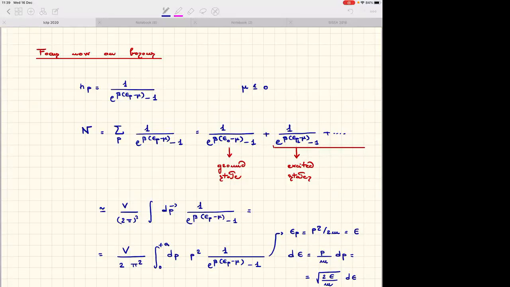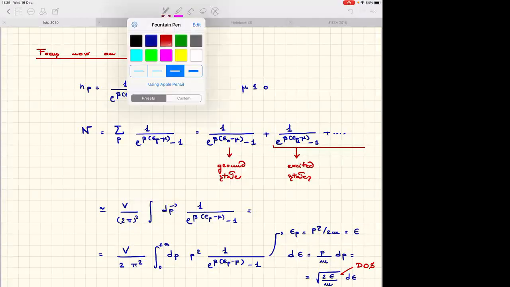Making this change of variables gets you a function of epsilon in this integral that is known as the density of states. Did you know this? Have you ever seen this kind of change of variables? Yeah. Good.